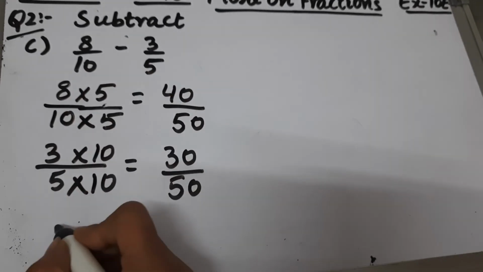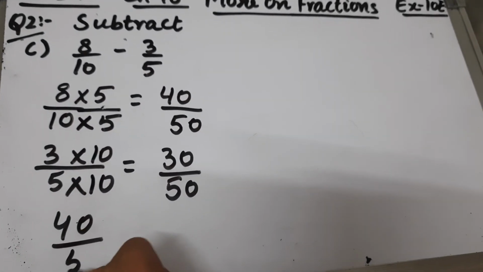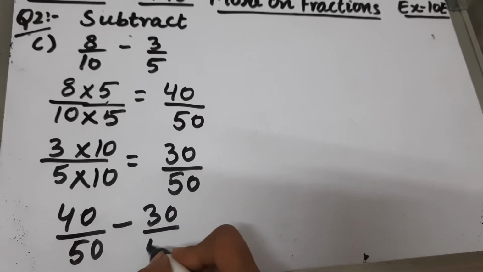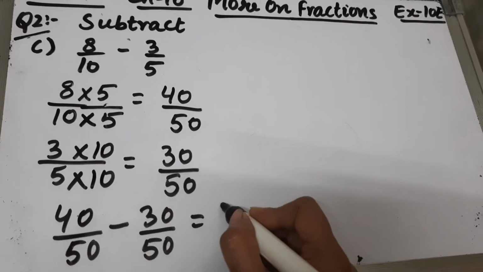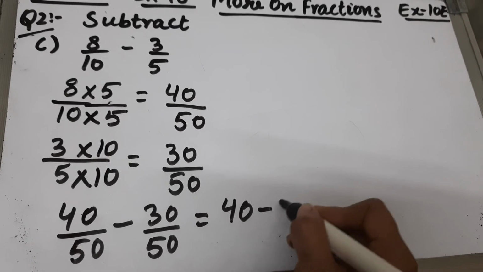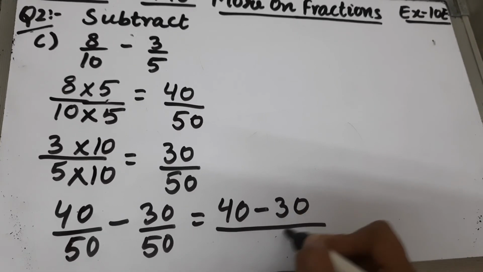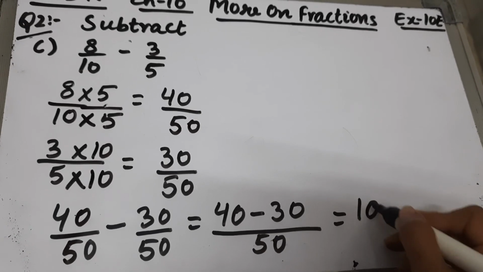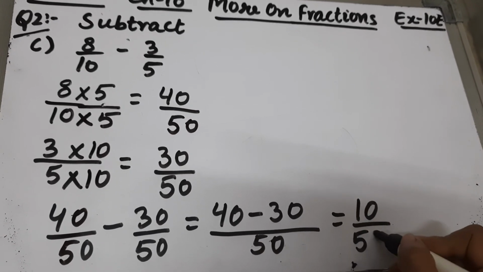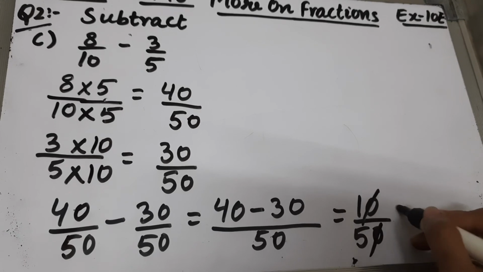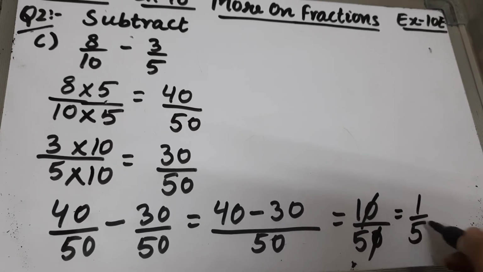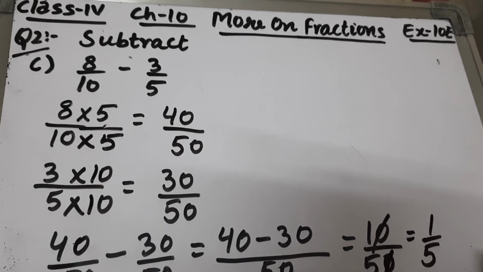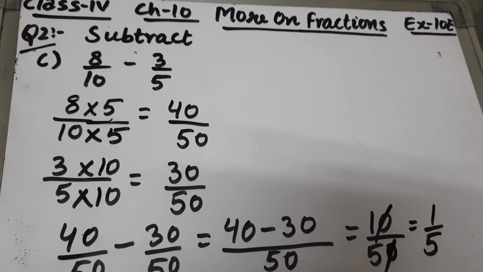8/10 has become 40/50 and 3/5 has become 30/50. Now we will subtract the numerators only and take the common denominator. 40 minus 30 is 10/50. 0 and 0 cancel out. This will be 1/5. So this is question number 2 of exercise 10E.